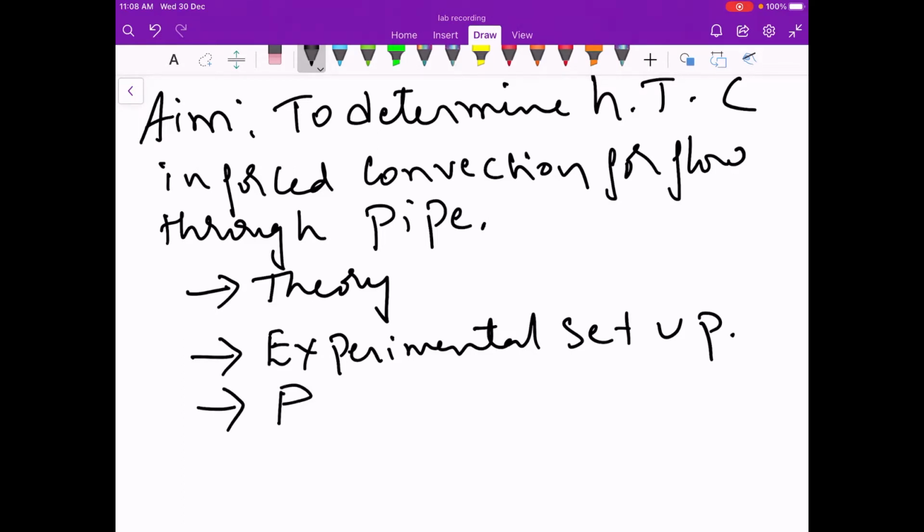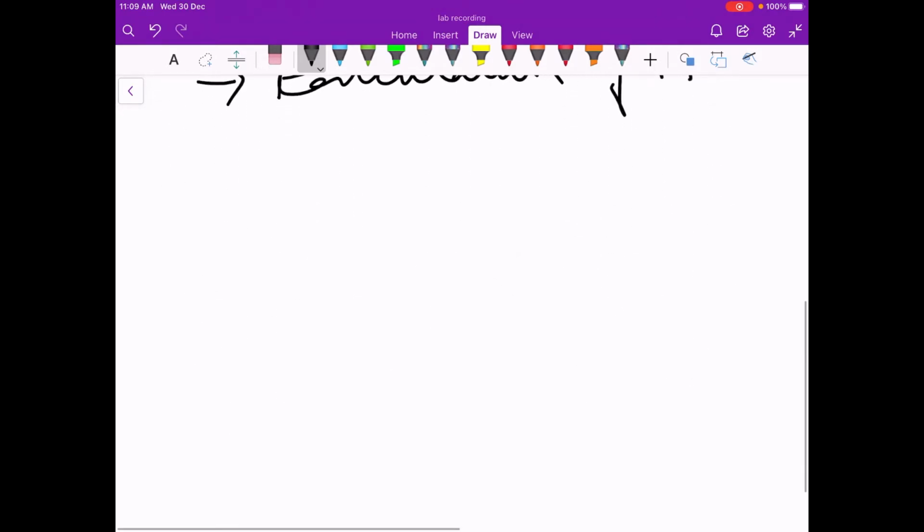You will be able to understand the procedure. Then again, I'll explain to you what is the calculation part. Okay, calculation of basically h, that is heat transfer coefficient. So basically here you will be able to compare h experimental versus h theoretical. Okay, now let us try to jump in and try to understand the theory part of the convection heat transfer.